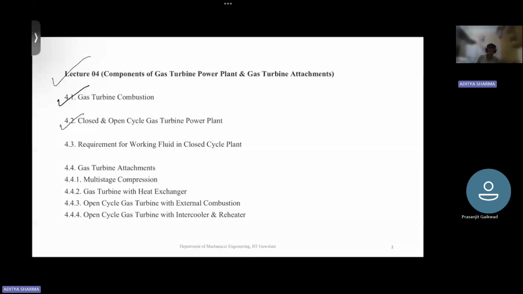Then the next topic is requirement for working fluid in closed cycle plant, right? So this is a very general topic. What kind of fuel will you have? It says that you have cheap fuel, readily available fuel. It should be non-explosive. It should not be corrosive, and it should not be toxic. All these things have been discussed in this topic.